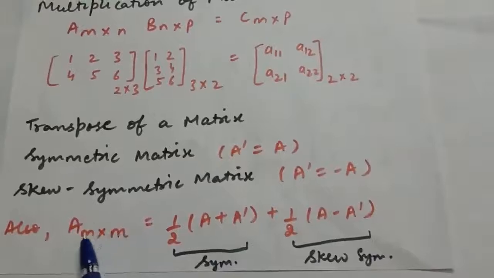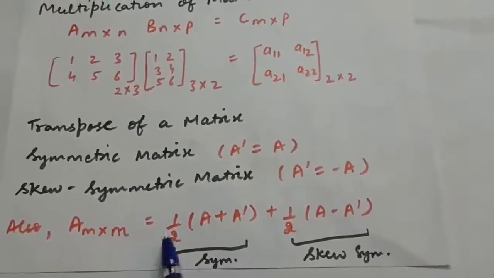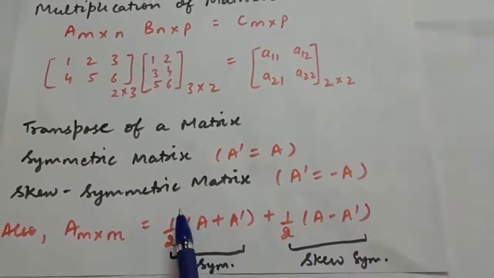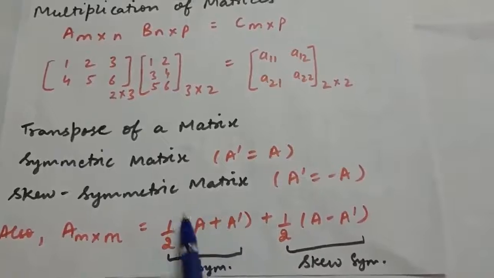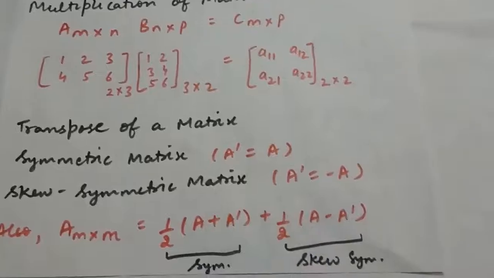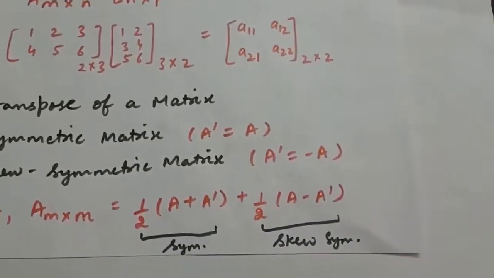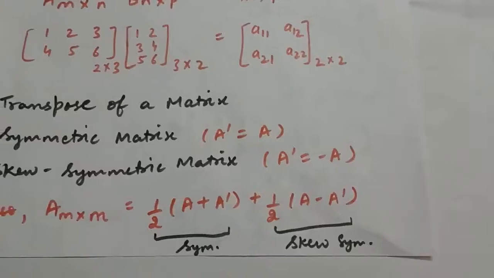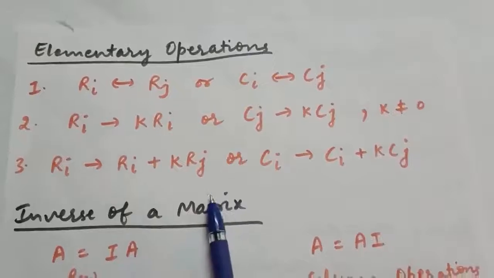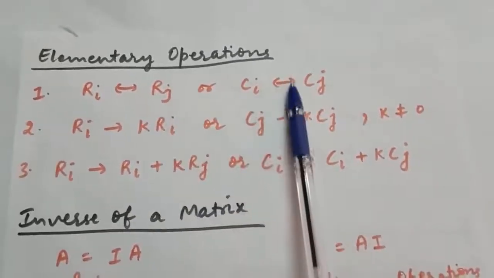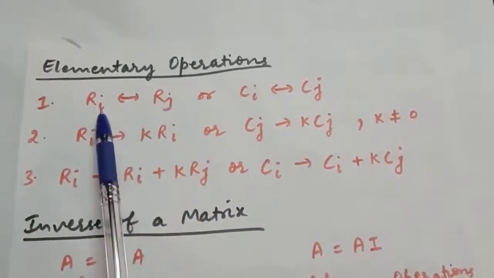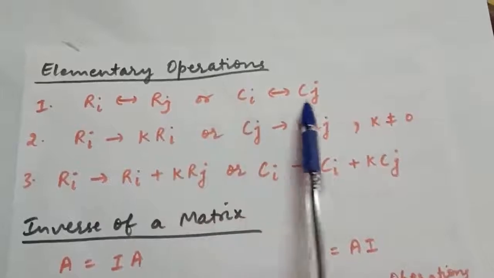Also, any square matrix can be written as sum of symmetric and skew symmetric matrices. That is, where symmetric matrix is this 1 by 2 into A plus A transpose, and skew symmetric matrix is 1 by 2 into A minus A transpose. Elementary operations. Now there are 6 elementary operations, 3 on rows and 3 on columns. So first is that we can interchange any 2 rows, which is written as this, or any 2 columns.